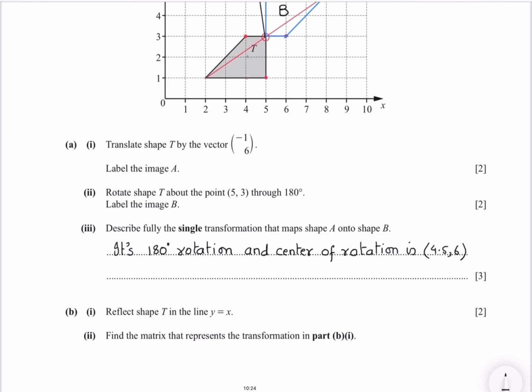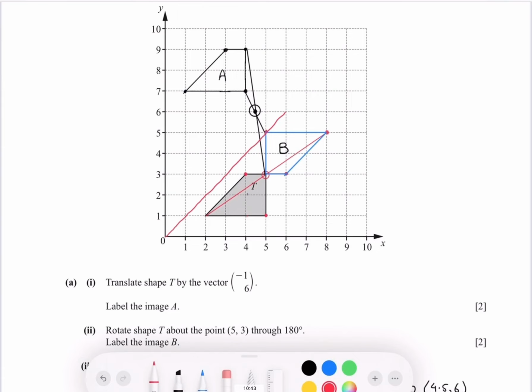Reflect shape T in the line y is equal to x. So this is the y is equal to x line. Now reflect each vertex of T in this line. So this is half diagonal, so move half diagonal on the other side.